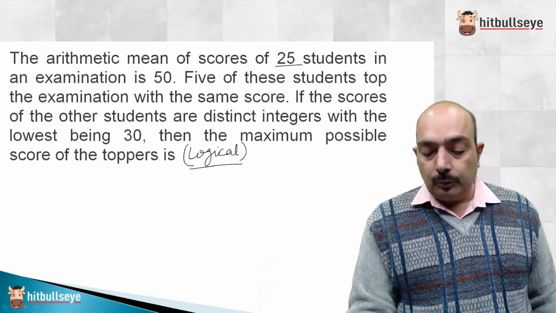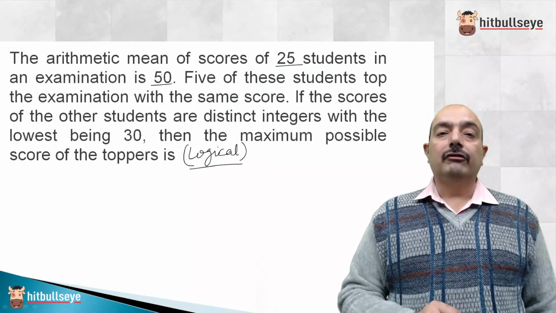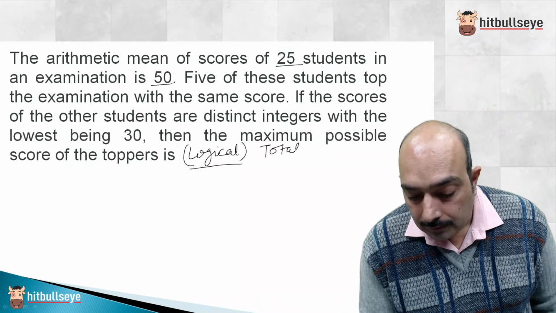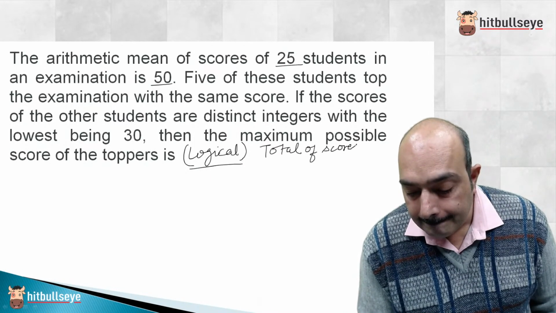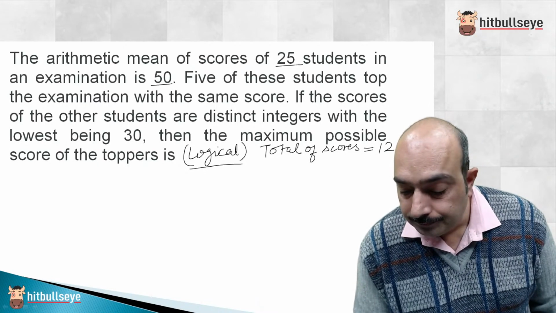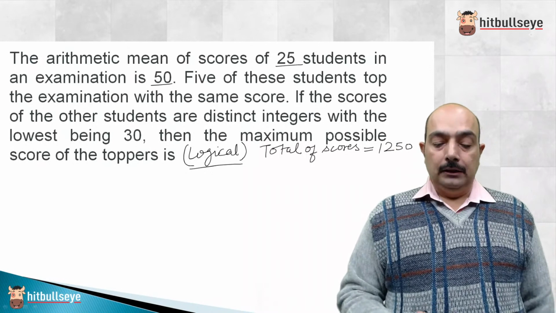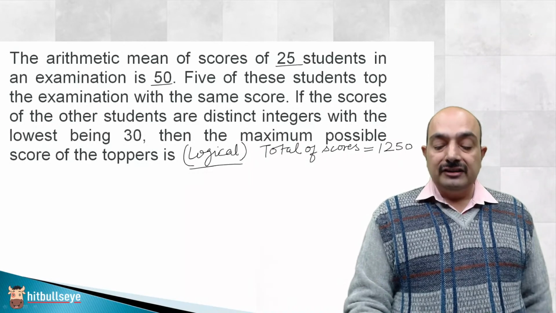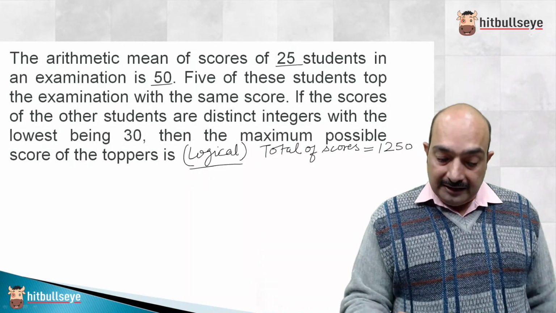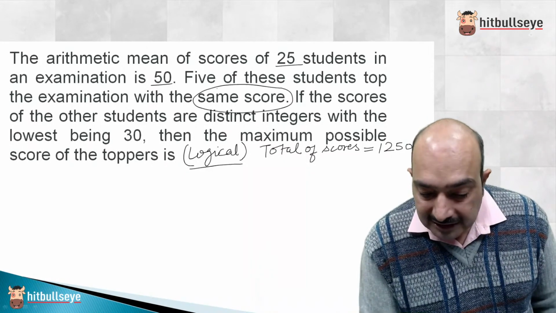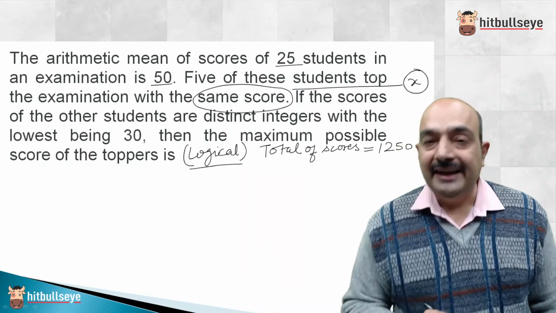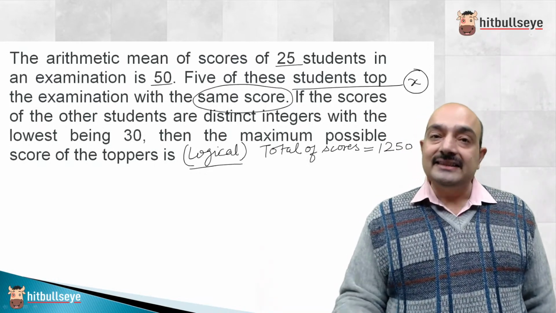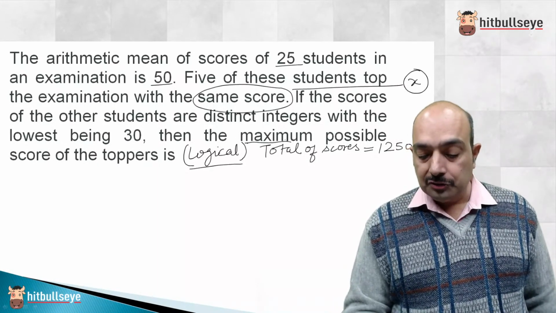The arithmetic mean of score of 25 students is 50. Which means, to start with, the total of scores would be 1250, 25 into 50. Now keep in mind this line, important one. 5 of these students top the exam with the same score, and that is what we need to find. So keep that same score as x. One more thing: we not just have to find x, we have to maximize x. Keep that in mind also.